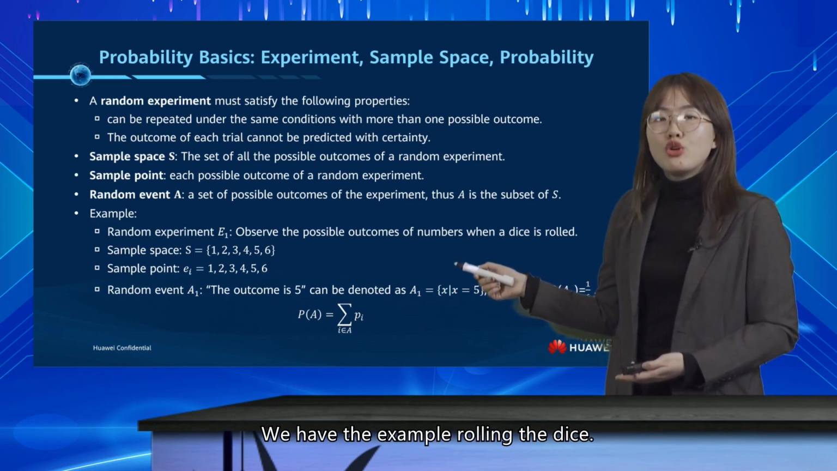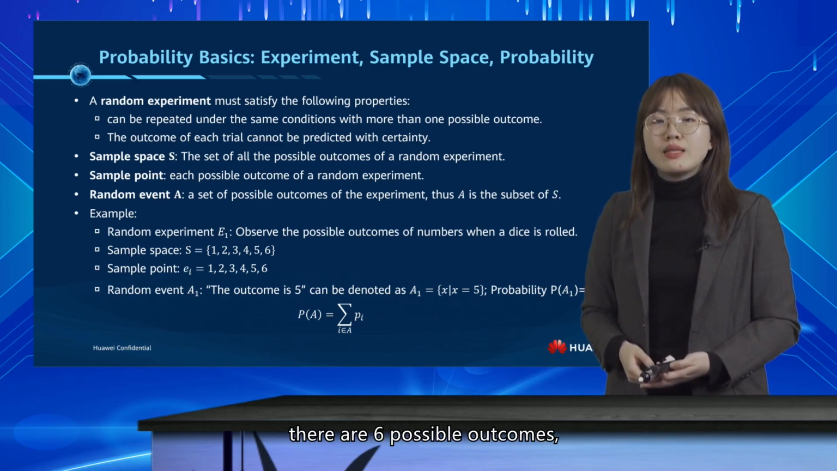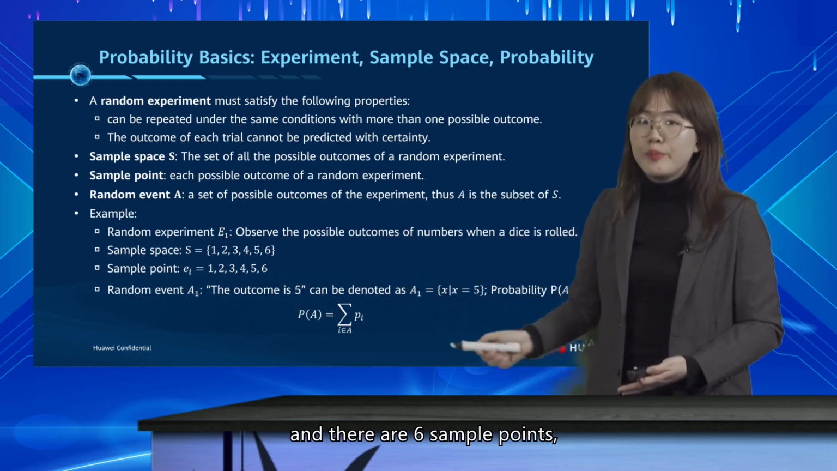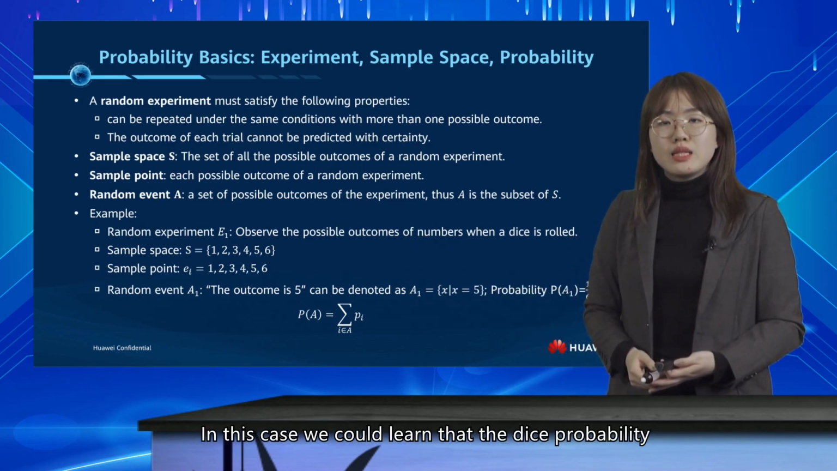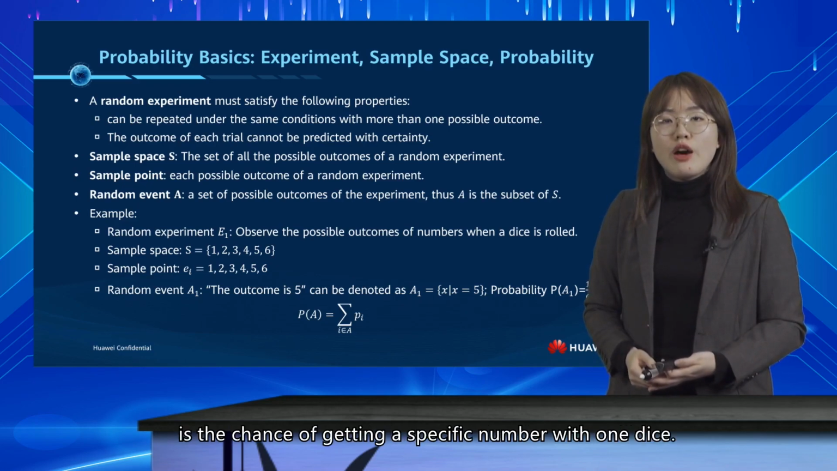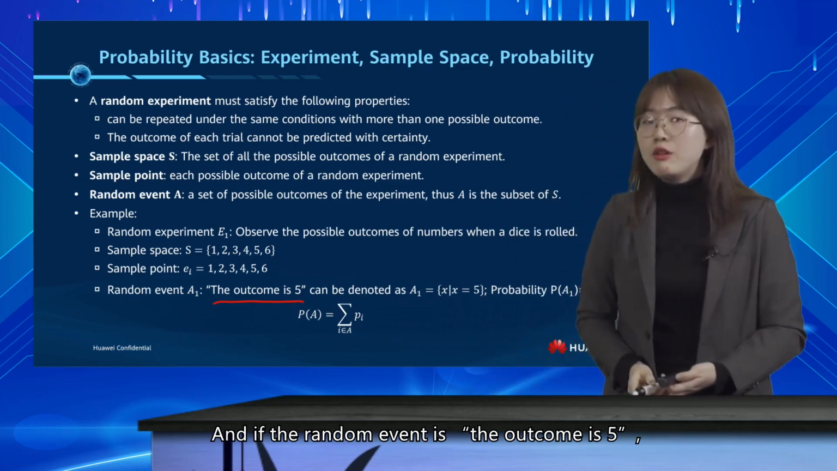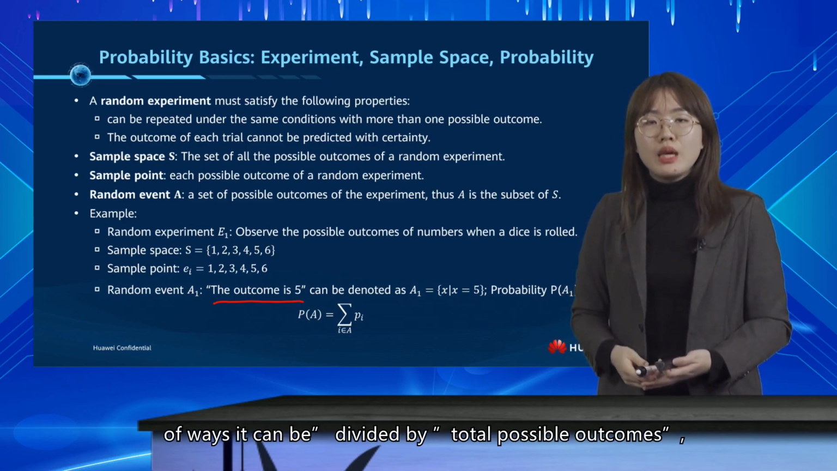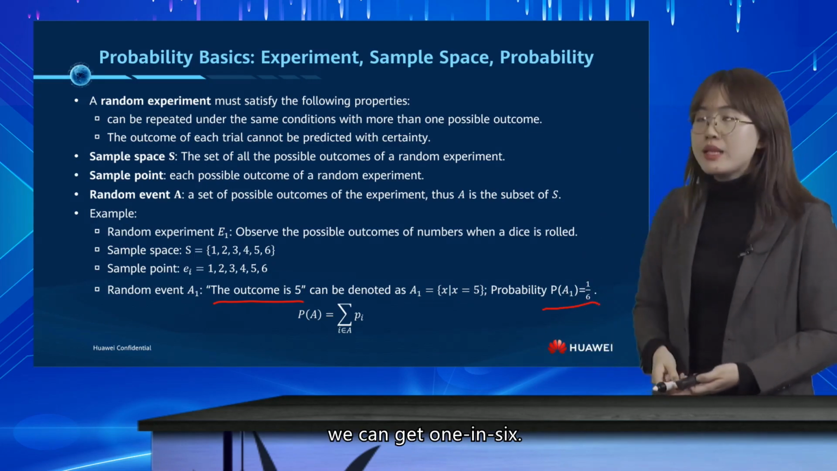We have an example, rolling the dice. Since the dice has 6 faces, for any roll, there are 6 possible outcomes, and there are 6 sample points: 1, 2, 3, 4, 5, 6. In this case, the dice probability is the chance of getting a specific number with one dice. If the random event is that the outcome is 5, the probability equals the number of ways it can happen divided by the total possible outcomes. So we get 1 in 6.